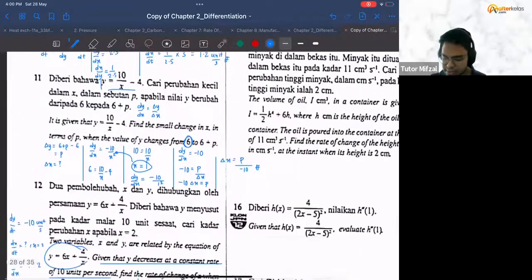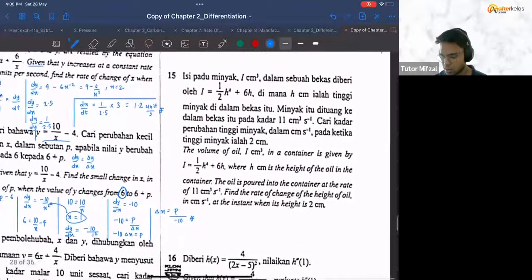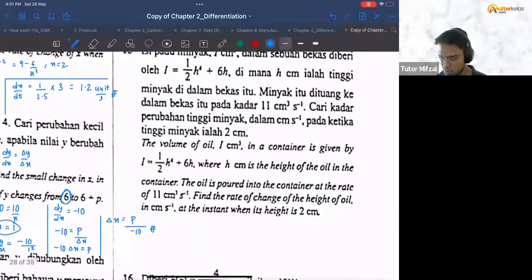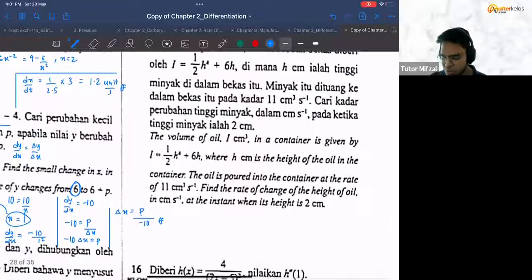Now 14 is similar to 13. So I will leave this for you guys to do. Question number 14. You guys can always refer to 13 if you don't know. All right. Let's do one more question on our rate of change.